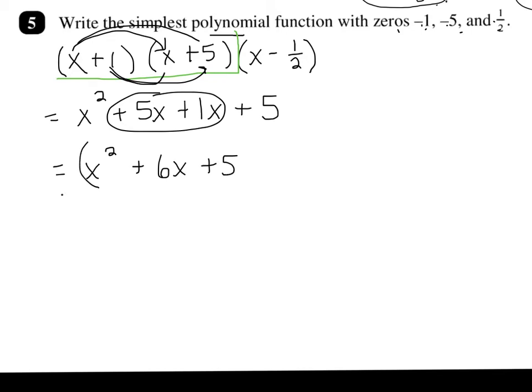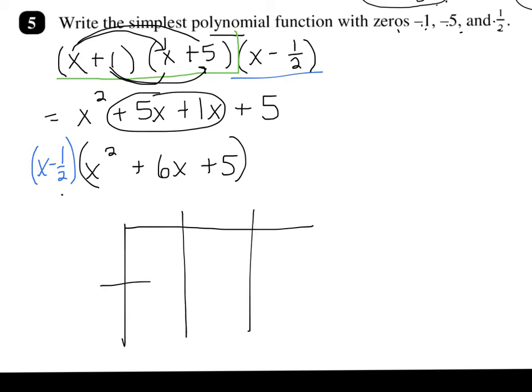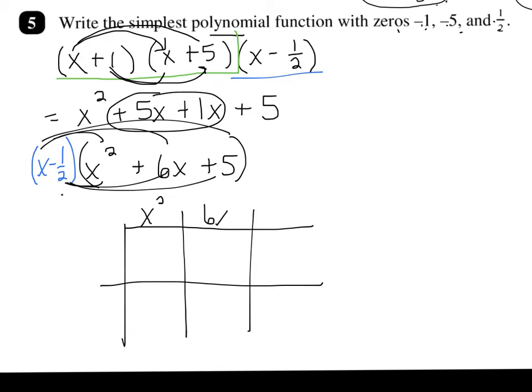Now I have to take this and multiply it by the x minus 1/2. And I'm going to actually write that in front because we normally put the shorter one in front. So you can choose to do FOIL or box. And this is a 2x3, so I'm going to go ahead and make a 2x3 box for this. If you wanted to FOIL it from right here, that's fine. That's what you'd be multiplying. But in the meantime, I'll put x squared, positive 6x, positive 5, x, and negative 1/2 down there.